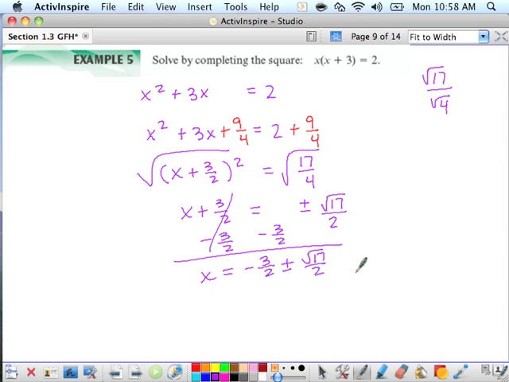It's at this point that I think WebAssign is going to become very confusing for a lot of you. So here's the answer. And typically, we just say, oh, they both have a 2 on the bottom, so we'll just let them share. Do you guys remember this from Algebra 2? And we just write the answer like that, which is what it would look like if we did it by the quadratic formula. For WebAssign, you're going to have to split it apart, and I'm afraid that just figuring out the right way to type that in is going to cause some trouble.